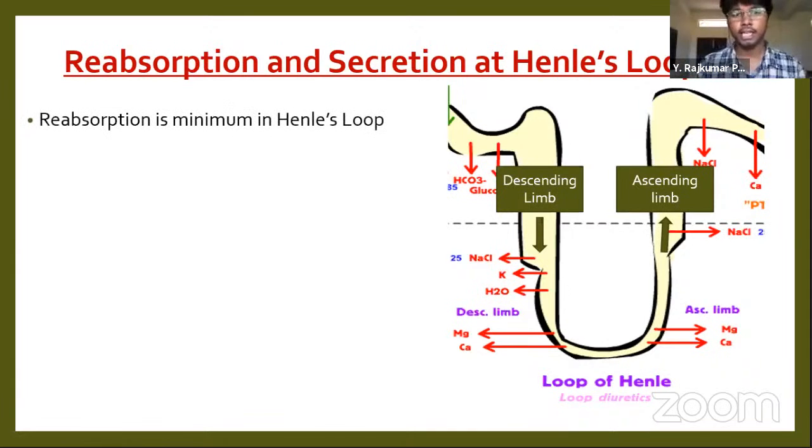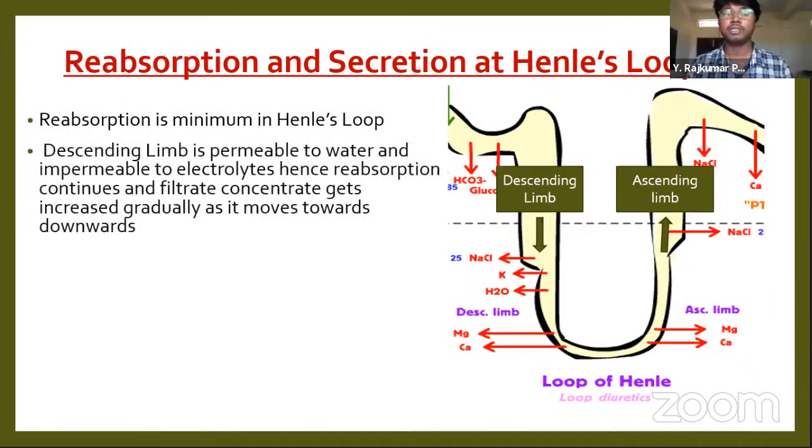And reabsorption is very minimal in the Henle's loop. You can see the descending limb is permeable to water and impermeable to electrolytes. Hence, reabsorption continues and filtrate concentration gets increased gradually as it moves downwards. You can see here the H2O molecules, water is getting out, isn't it?